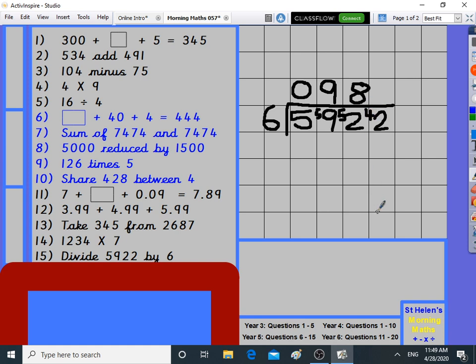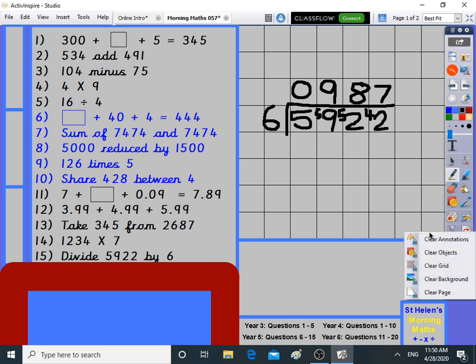6 does fit into 42. 6 and 12, 18 and 24. Then 30, 36 and 42. It is 7. You will see that you can sing your way through the bus stop using your times table songs. And that's pretty handy if you're not sure on the bus stop, if you need more practice on that.